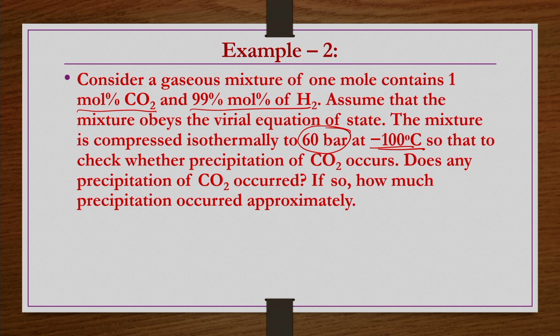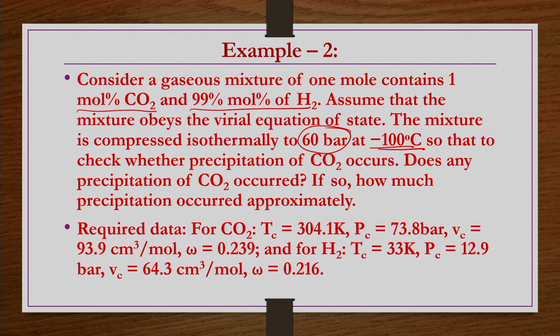Out of this mixture, CO2 and H2, we wanted to make H2 much more pure. So what we are doing is compressing this mixture to check whether the CO2 is compressed and taken out as a kind of solid form or not. Once it is in solid form, then we can easily separate it from the H2. So that H2 will become much more pure, that is the purpose. So that is what we wanted to check: if we compress isothermally at 60 bar, is it going to precipitate or not? If it is precipitating, how much is precipitating, that we have to find out.